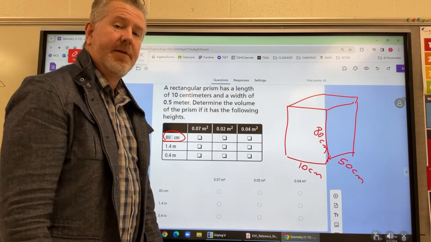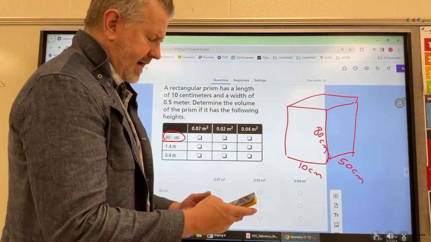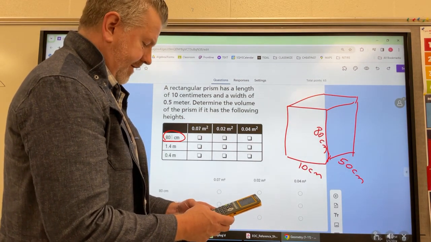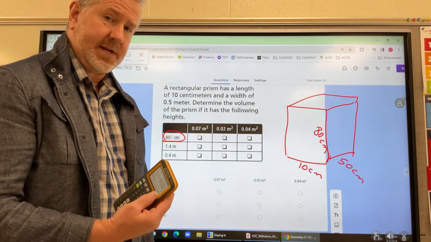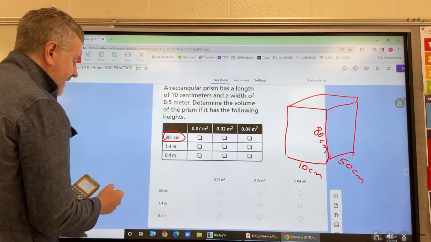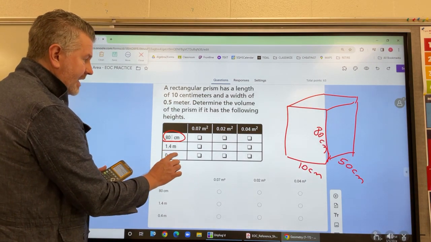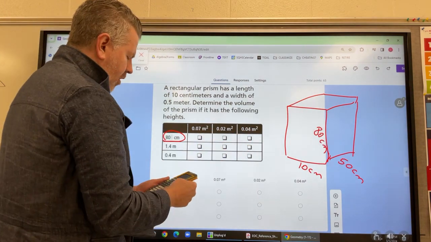So we multiply all of these things together. Length times width times height is the volume of a box or a rectangular prism. And we go 80 times 50 times 10, and we get 40,000. Now, 40,000 is the equivalent of, wait, 40,000 is the equivalent of 0.04 cubic meters.